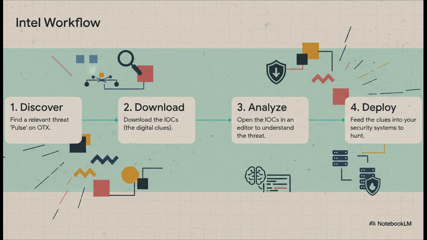So here's the game plan, step by step. Step 1, you spot a relevant threat, a pulse, on OTX. Step 2, you download those IOCs, all those digital clues. Step 3, you pop them into the IOC Editor to analyze what you're up against. And finally, step 4, you deploy those IOCs to your security tools to start hunting.